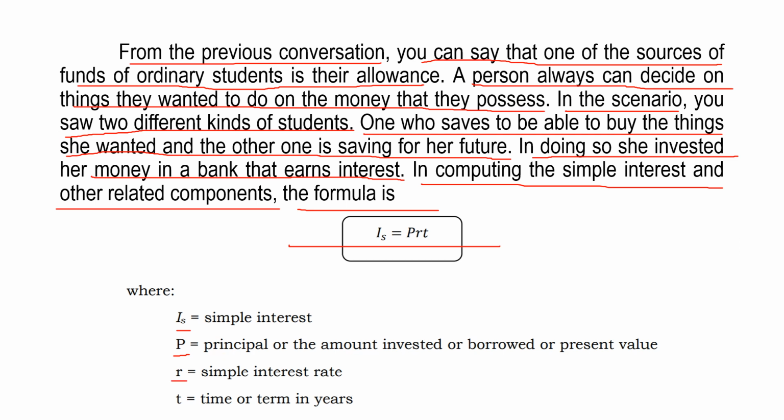And R is the simple interest rate. Again, if the given in a certain problem is in terms of percent, then we need to convert this into decimal before we substitute to the formula. And your T is the time or term in terms of years. That's why if there is a given value of time which is in months, then we really need to divide it by 12 for us to convert this in terms of years. Because your T here, your time or term, should be in terms of year or years.